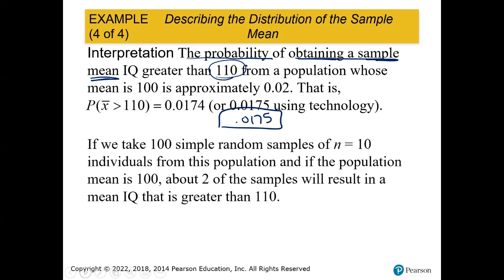What that means in general is if we were to do this 100 times with a sample size of 10, about 2 of those samples would have an average mean greater than 110.